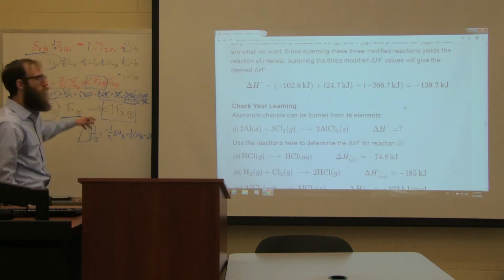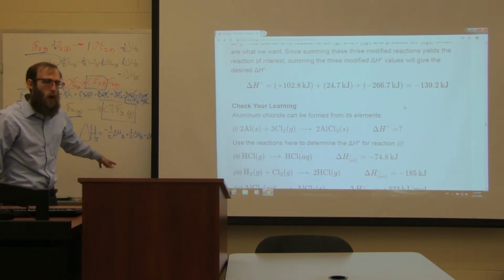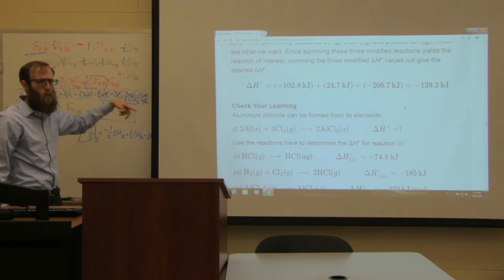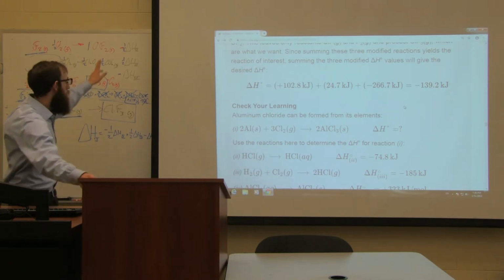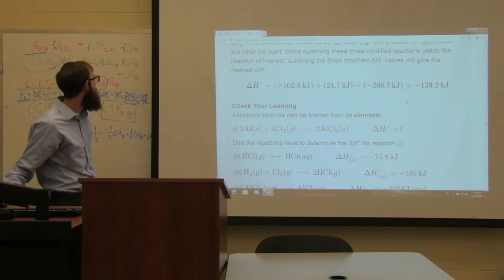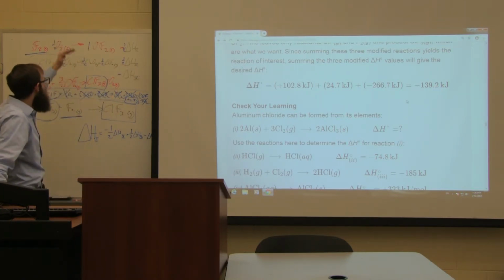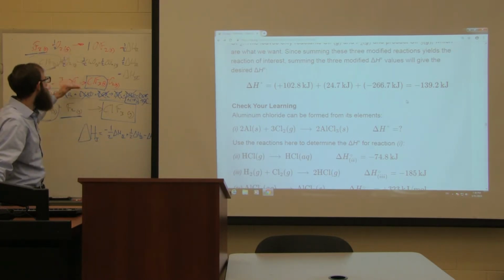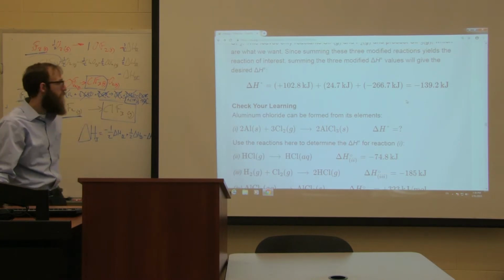What did we have here? We had to add these together in a way. We had to manipulate them by flipping them, and by multiplying the coefficients and therefore multiplying the enthalpy of that reaction. And we had to do all of this as a sum of the enthalpies when we added those together to get the reaction of interest.